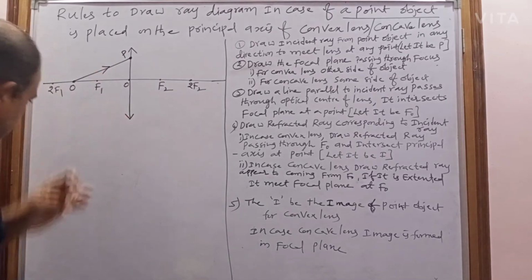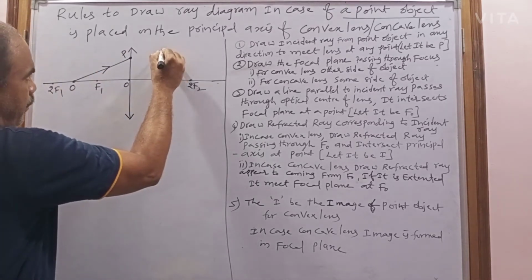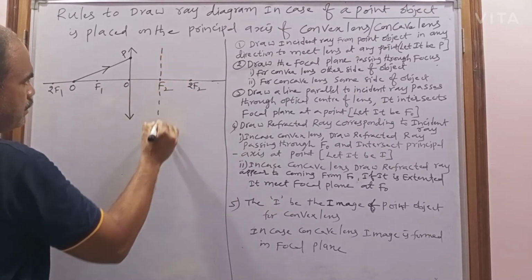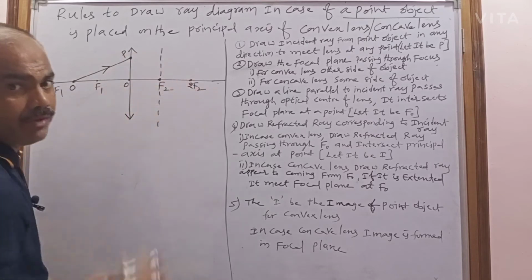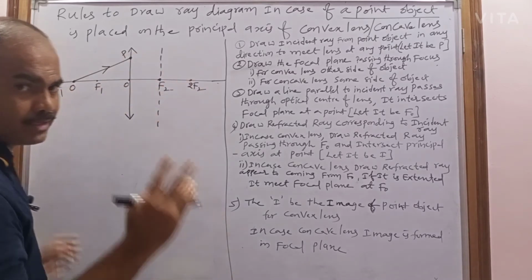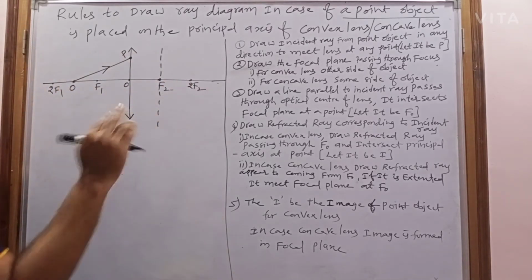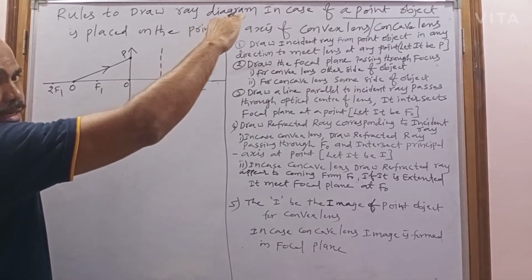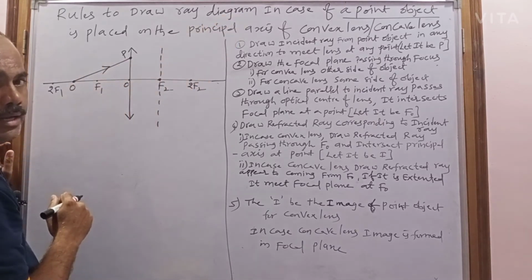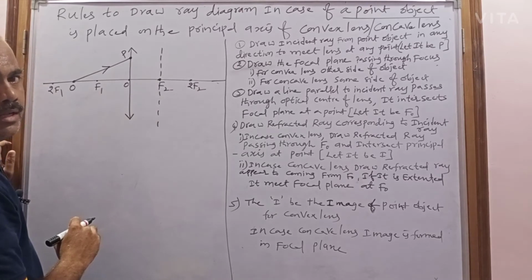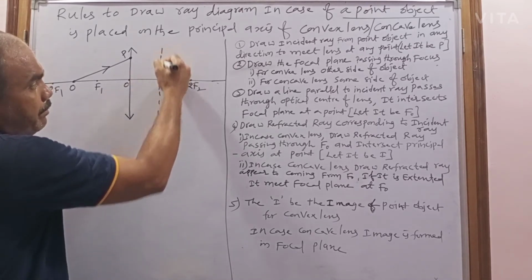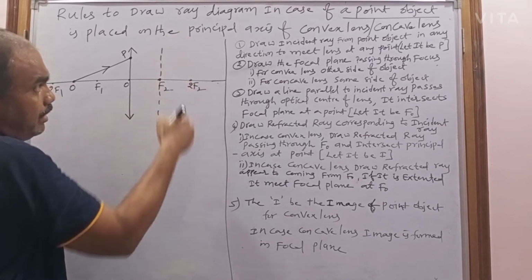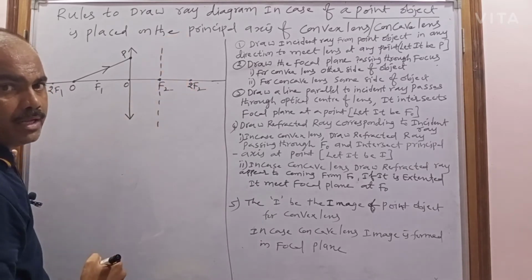This is the first rule. And the second rule is, draw the focal plane. Draw the focal plane passing through the focus. Which focus? Other side of the convex lens. This is the second rule. And now coming to the third rule. Draw a line parallel to the incident ray, passing through the optic center. When you draw that line, it will meet the focal plane at a point. That point will be considered f0.